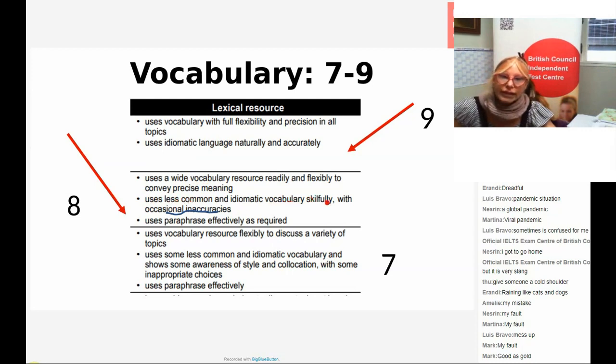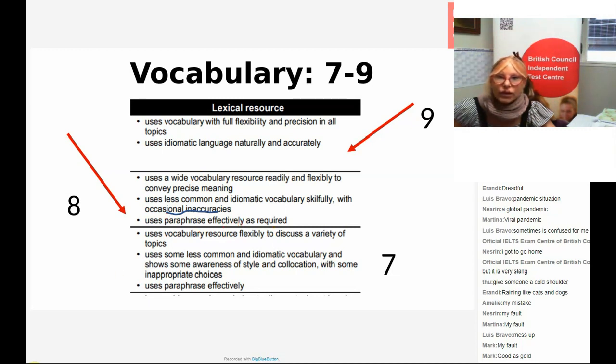Also for an 8, uses less common and idiomatic vocabulary skillfully with occasional inaccuracy. So here for an 8, you can make mistakes with your vocabulary. You're allowed to make some occasional mistakes, all right? So not expecting you to be perfect in the vocabulary area, you can make mistakes.